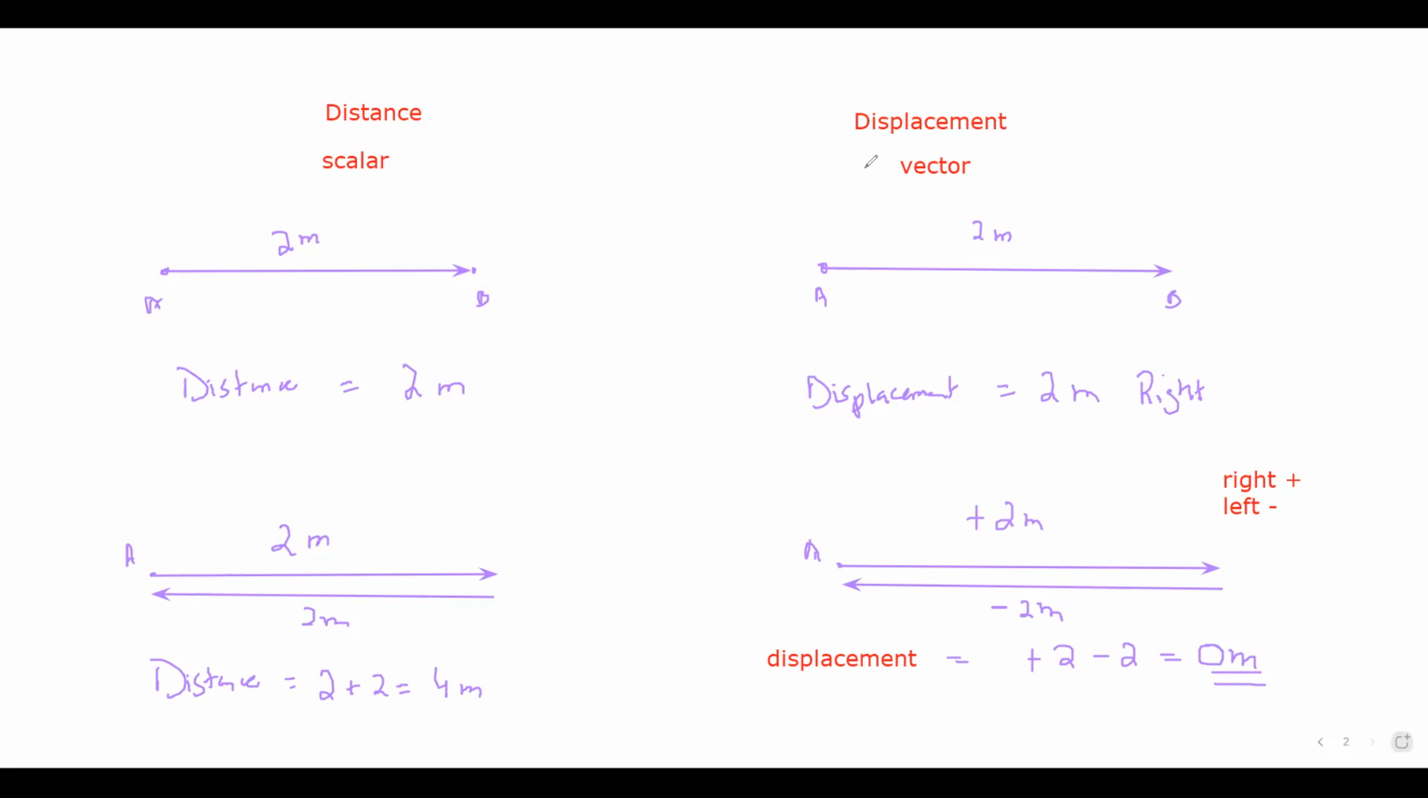In the same way, if an object covers 5 meters towards right and then returns back 2 meters, and you want to find the distance, what will be the distance traveled by this object? Yes, what is the distance traveled by the object? Moved 5 meters, the distance traveled, not the displacement, distance.